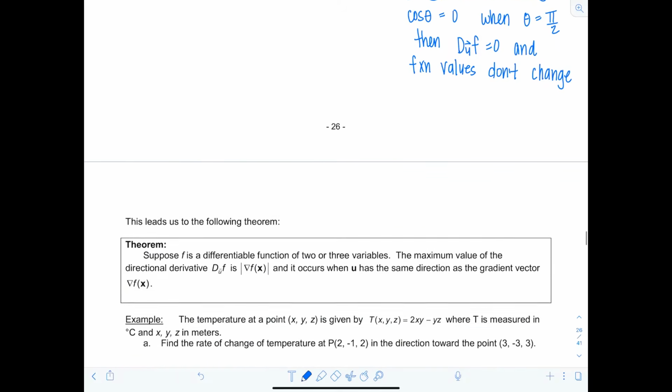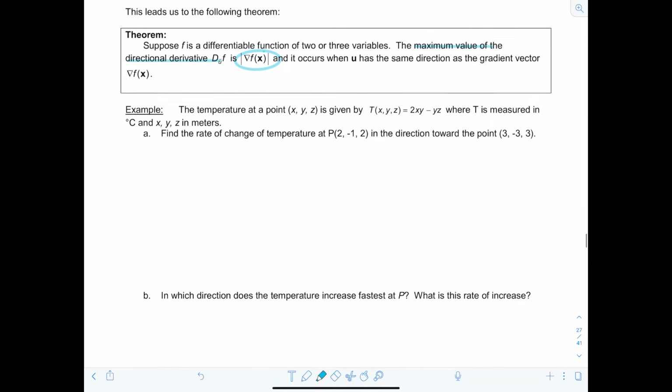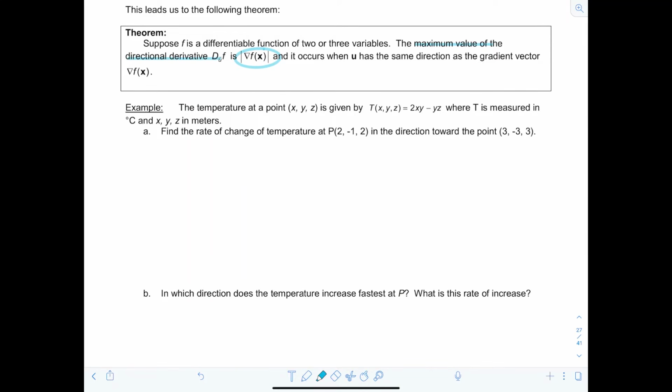So if you're ever asked to find the maximum value of the directional derivative, all you have to do is find the magnitude of the gradient. Isn't that nice? So burn this in your brain. Max value of directional derivative, all you need to do is find the magnitude of the gradient. Don't go back to other calc ways of finding maxima and minima and taking extra derivatives. Not necessary when you're working with the directional derivative.